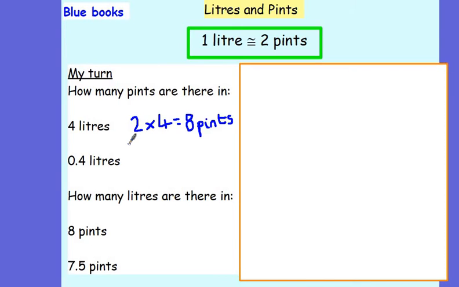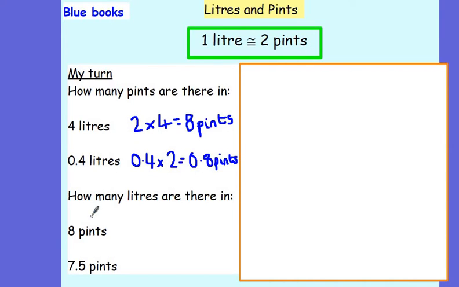For the second question, I've been asked how many pints are there in 0.4 litres? Again, I know that 1 litre is 2 pints, so I just need to do 0.4 times by 2, which gives me 0.8 pints. So each time I've just multiplied my litres by 2 to get the number of pints.